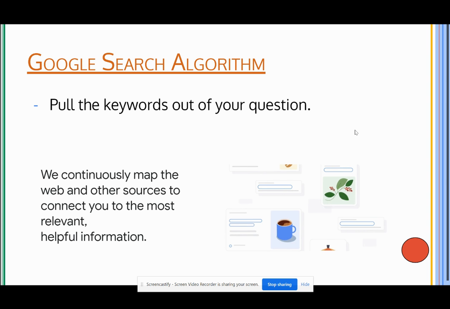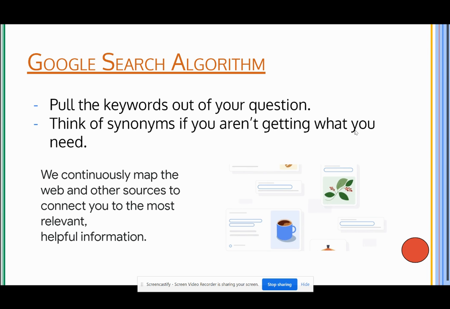So, how you do a Google search to begin with is you should pull the keywords out of your question, right? If you put in the, and, of, and a, common words like that, like connecting words, you're going to get a lot of results that are not applicable or are not what you were thinking about. If you aren't getting what you need, you think of synonyms or look through a couple of the pages that came up with your first search and figure out what actually they're talking about.